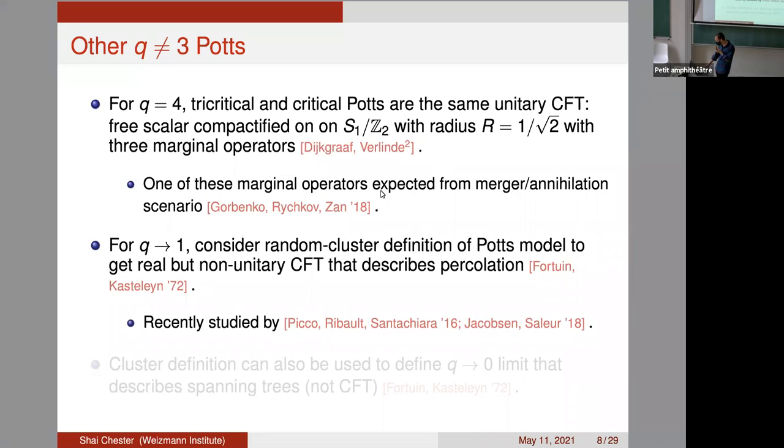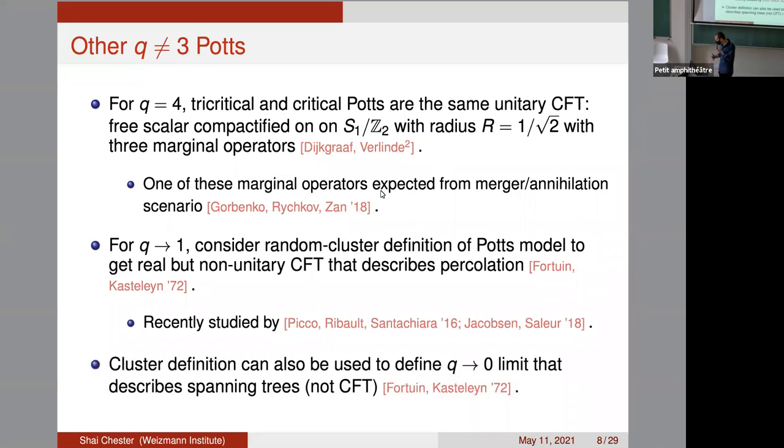Similarly, you can use this random cluster definition of the Potts model, which works for any real value of Q, to take the limit as Q goes to 0. In that case, you also get something interesting, which in fact is not even a CFT, something called spanning trees, which was also studied in the original paper. These are just some fun facts. This isn't relevant to this talk.